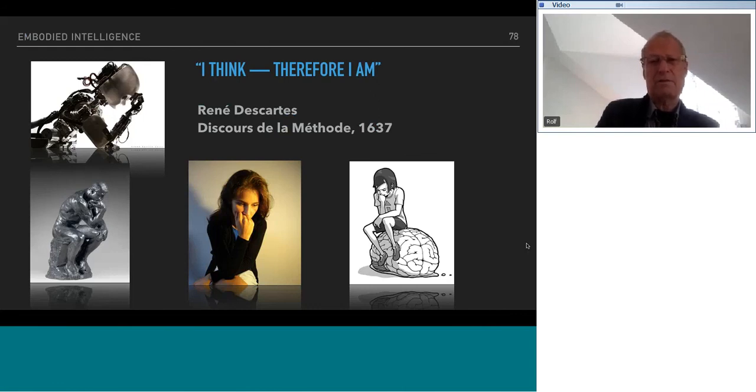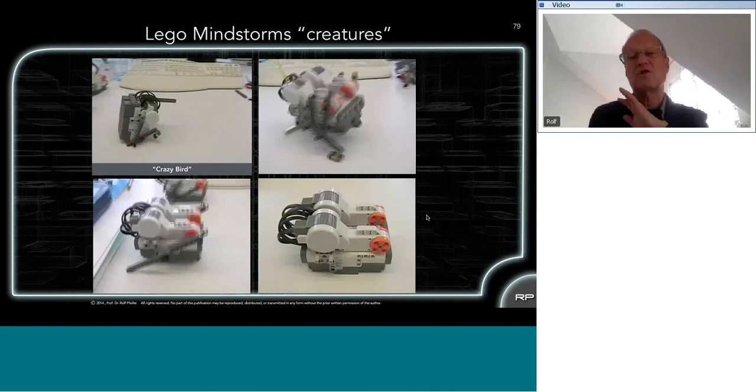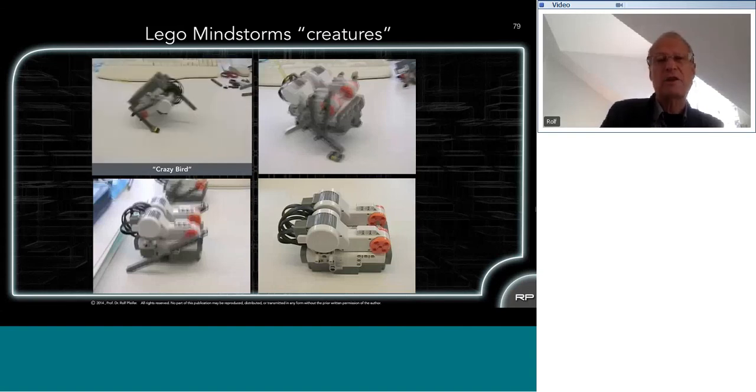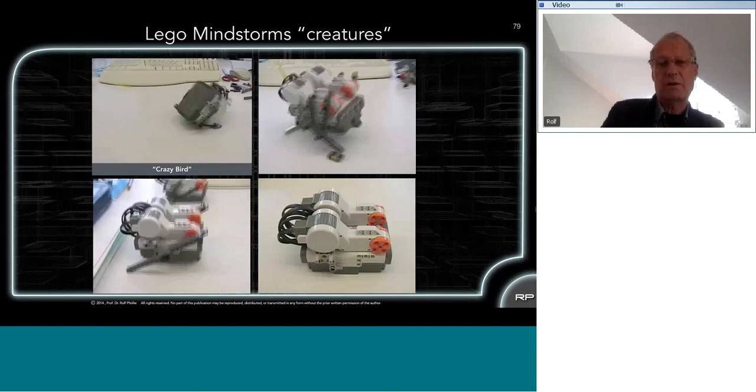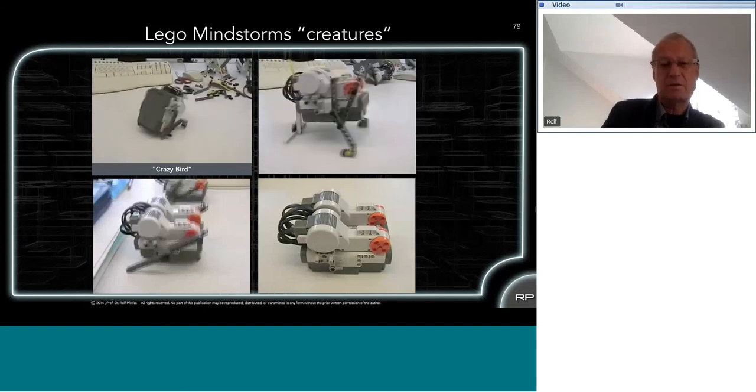I think, therefore I am, suggesting, we all know this, that everything is happening up here in the head, in the brain. I think this is totally misguided for any real notion of intelligence. And let me just explain why. Now, I assume that you know Lego Mindstorms, and we've built some creatures here. This is Crazy Bird, which I like very much. Here we have some others.